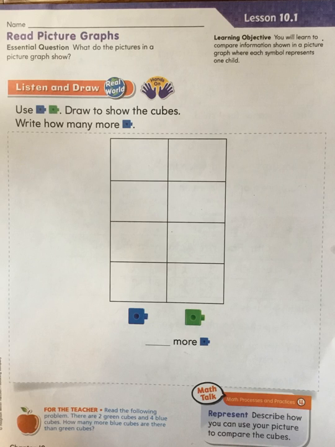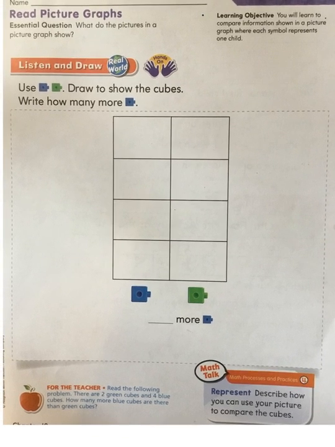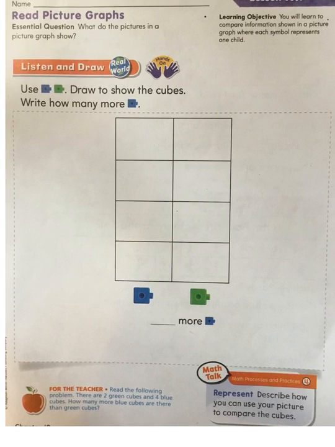We're going to be starting off a new chapter with this lesson. This is a lesson on reading picture graphs. When you look at this first page, you'll see several boxes, and underneath each column of boxes are some cubes. You'll see a blue cube and you'll see a green cube. And what we're going to do is look at the bottom. It also gives the directions to read the following problem.